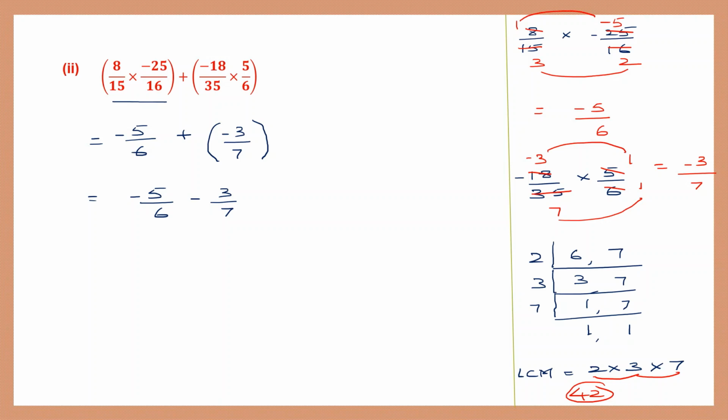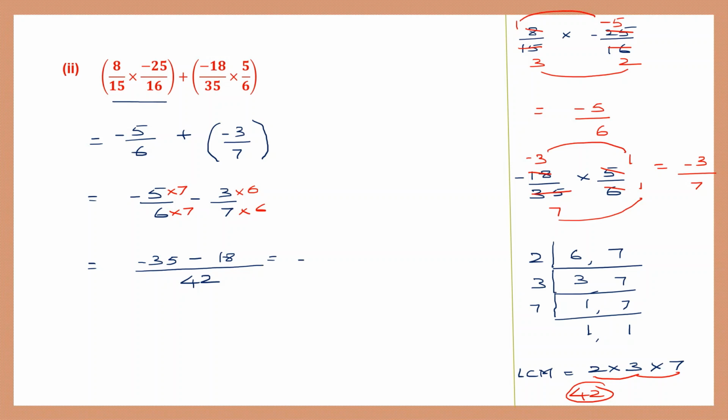Let's use that here as the common denominator. 42. Now 6 sevens are 42. So minus 5 into 7 is minus 35. Then let's go to the next one. Minus here. 7 sixes are 42. So multiply 3 also by 6. 3 sixes are 18. So here we have minus 35 minus 18.